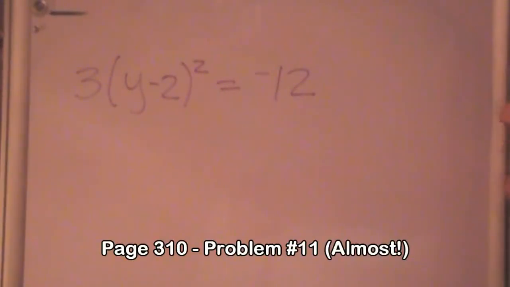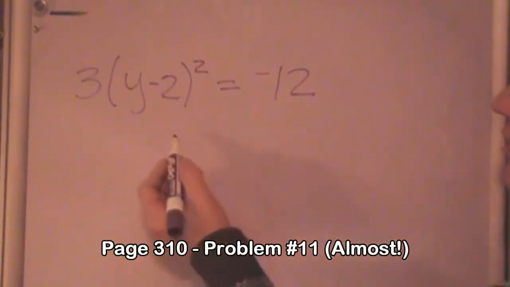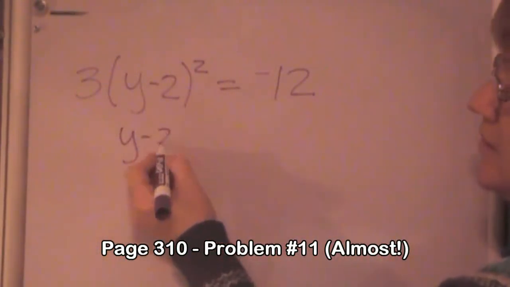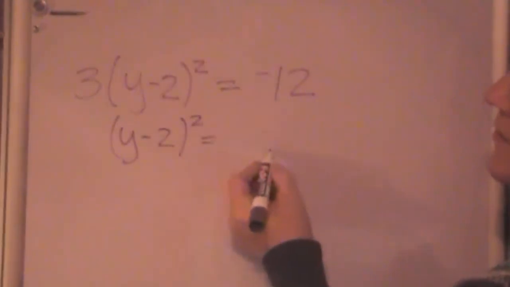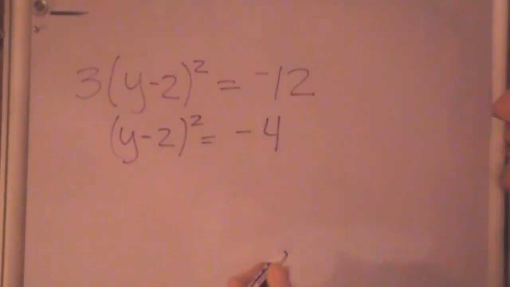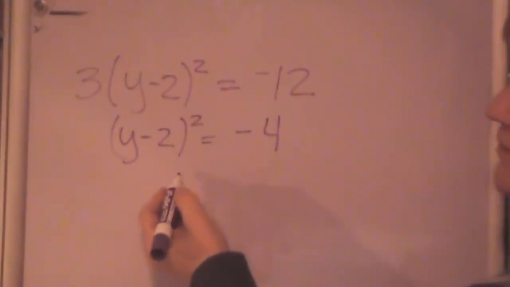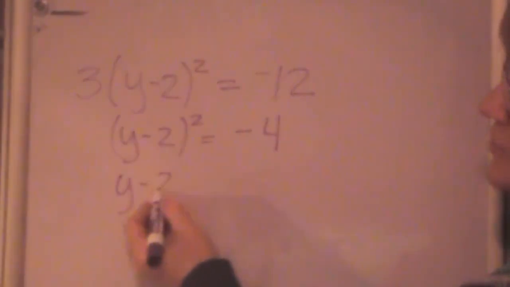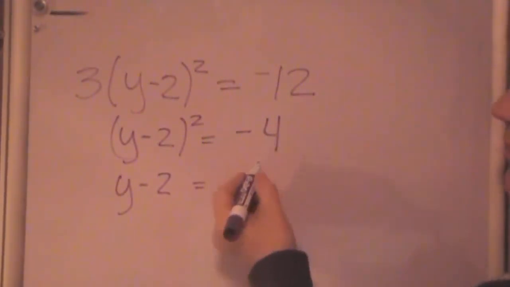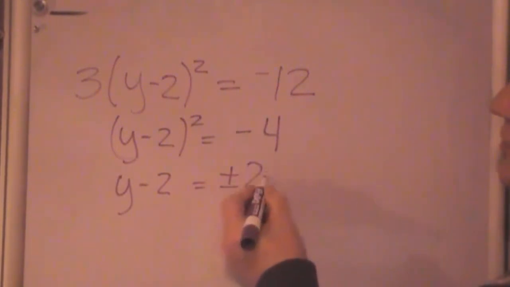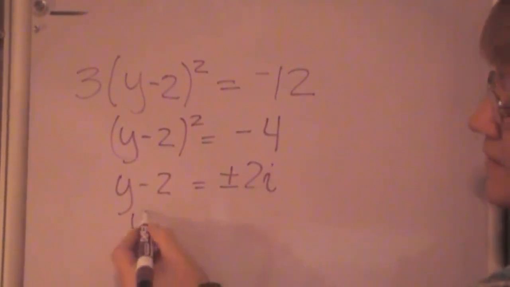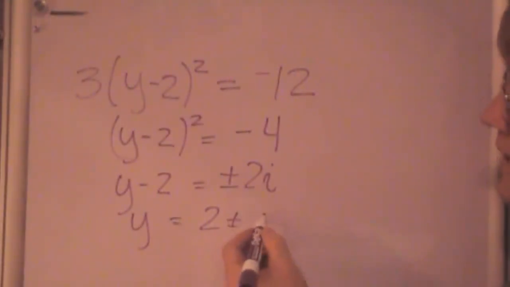Okay, for this example, the first thing you want to do is divide out that 3 because you want a perfect square over here. So when we divide this side by 3, we just get y minus 2, quantity squared, is equal to negative 4, because negative 12 divided by 3 is negative 4. Now if I take the square root of both sides, I get y minus 2 is equal to the square root of negative 4, remember, is plus or minus 2i. And so now we're going to add 2 to both sides, and y is equal to 2 plus or minus 2i.